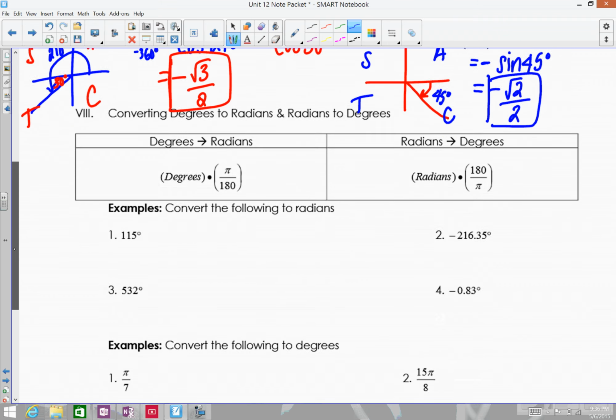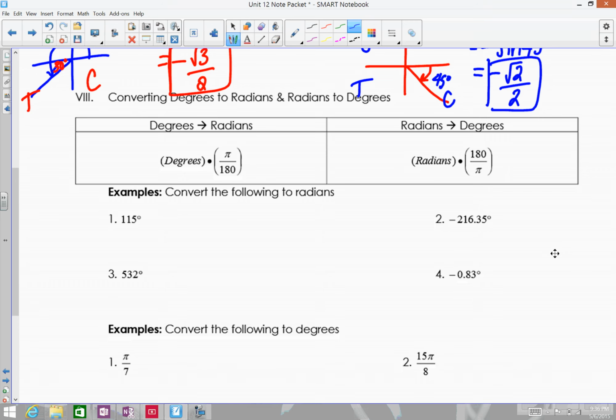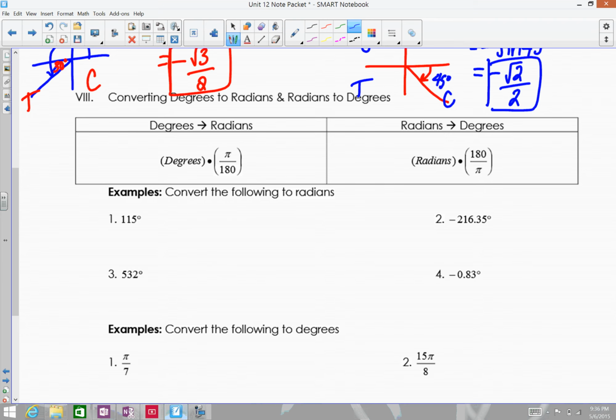So then the very last thing in this lesson is going to be converting between radians and degrees. Remember we talked about it in that chart in the first part of the lesson, and in the chart you saw some things like pi over 3 or pi over 2, and how does that translate to degrees. So pi is thought of as 180 degrees.